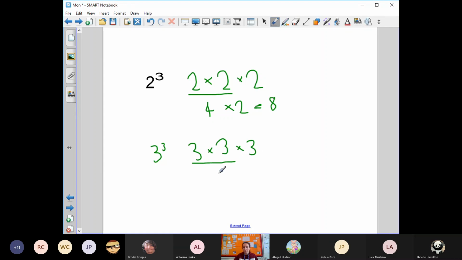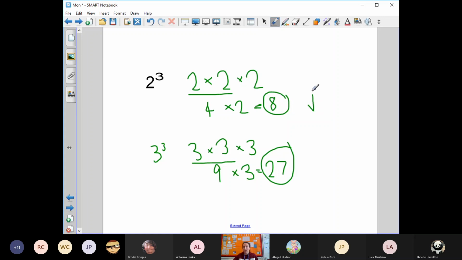Well done, Imogen, yeah. So 3 times 3 is 9, and then times that by 3 again would make 27. Very good, okay? Does that make sense? So that means that 8 and 27 are cube numbers. So they're not square numbers, but they are cubed numbers because they can be cubed.